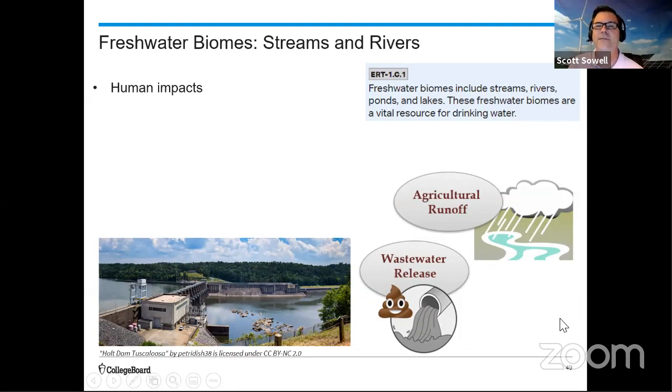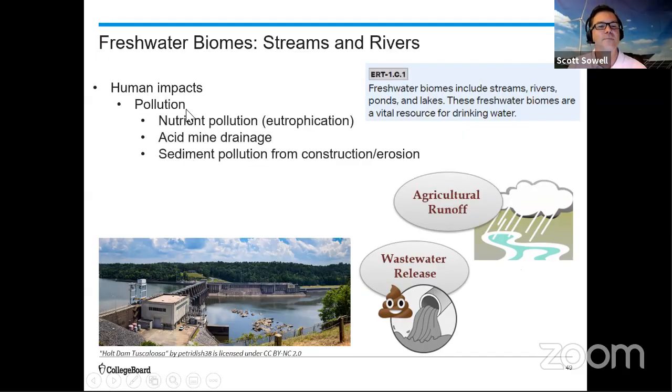We talked heavily about this when we were talking about Unit 8 on aquatic pollution. I talked a lot about nuclear runoff, wastewater release, and agricultural runoff impacting water. So here we have pollution. Pollution is clearly a big impact on freshwater biomes. We could have nutrient pollution like eutrophication. We could have acid mine drainage, and we'll talk about that when we get to mining of coal. And you can also have sediment pollution from construction or erosion, just making the water more turbid and reducing photosynthesis.